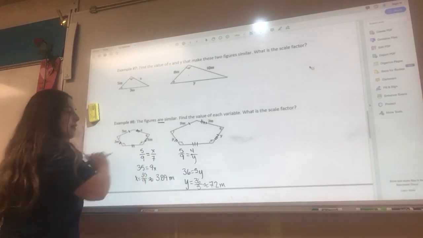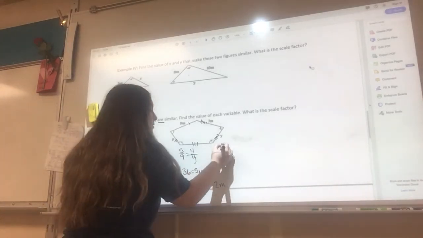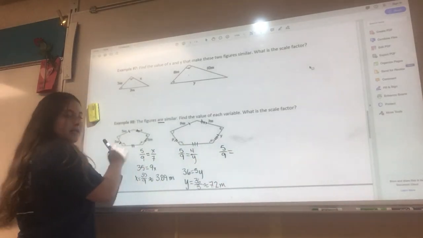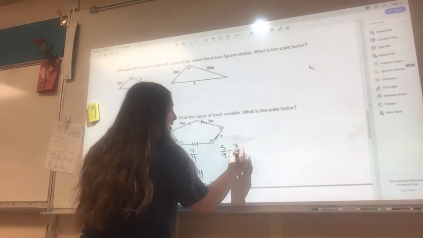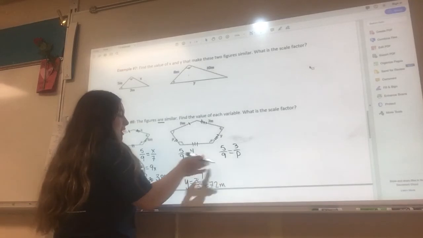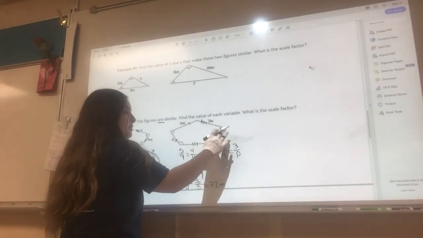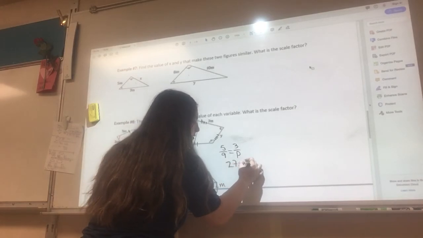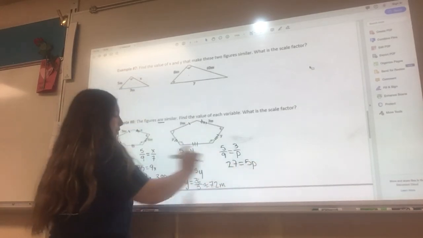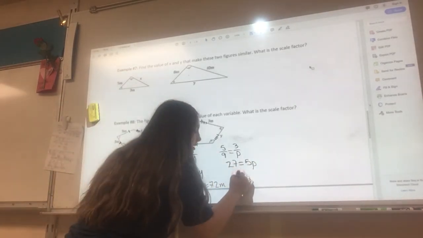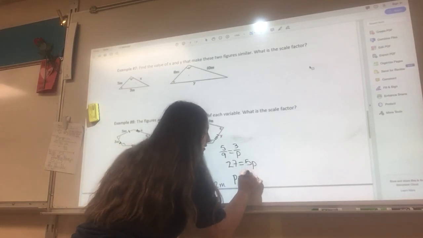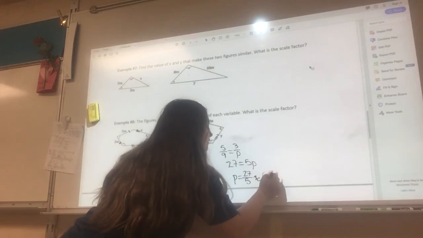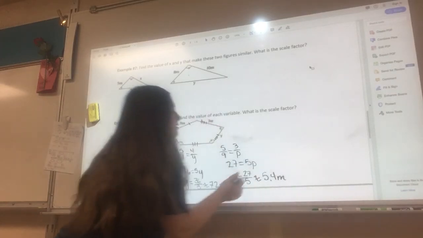Our last variable we need to solve for is p. So we have 5 over 9 equal to 3 over p. Once again, it's the exact same thing. We cross multiply, we get 9 times 3, which is 27, equal to 5p. We're going to divide by 5, so p is equal to 27 over 5, which is equivalent to 5.4 meters.